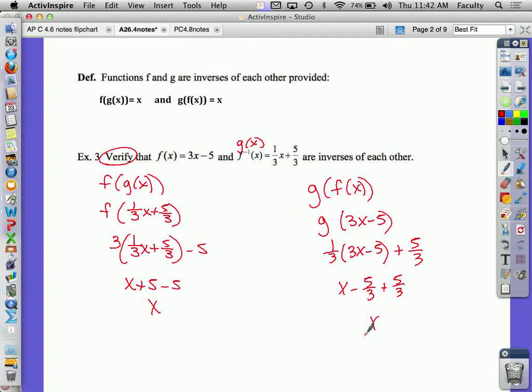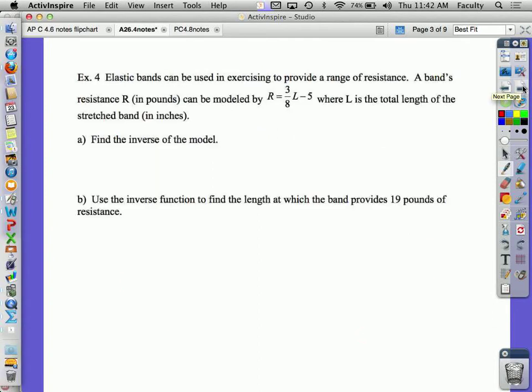Now, I know the question we had yesterday was, is it that f of g of x and g of f of x are equal to each other? And the answer is no. It's that they both equal x. All right, then, before we start example four, I need you to put a note down.